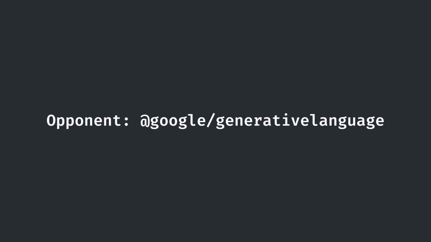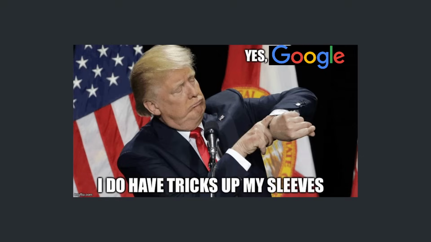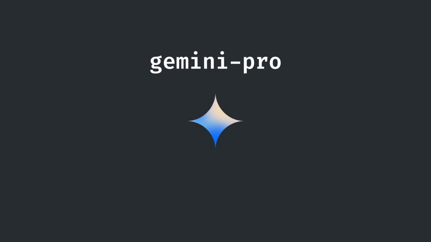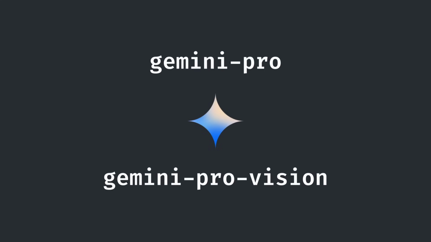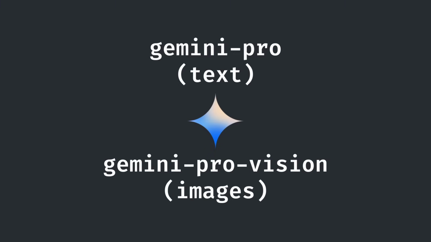I once again pulled out the Bard AI V2 code and started reworking it one more time for Gemini. I still had a few tricks up my sleeve though to optimize my Gemini AI package's experience further than anything before. Gemini came in two major models, Gemini Pro and Gemini Pro Vision, in which the former is optimized for text while the latter is optimized for images and other peripheral data.